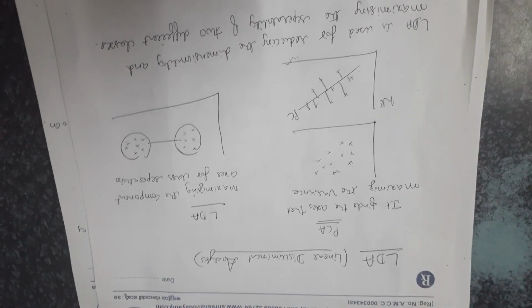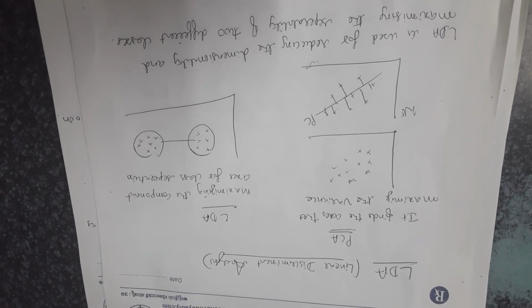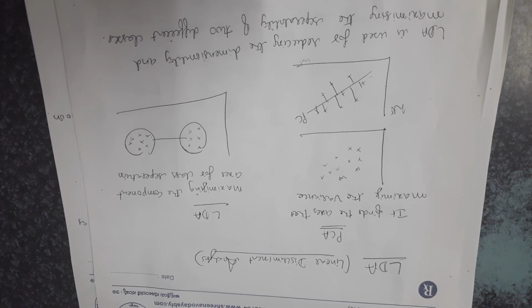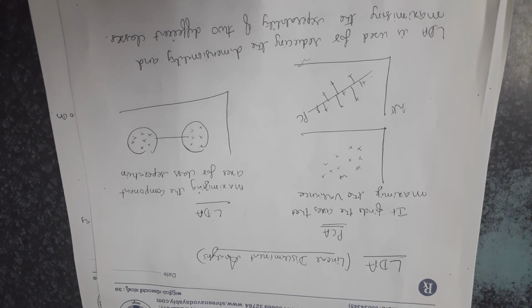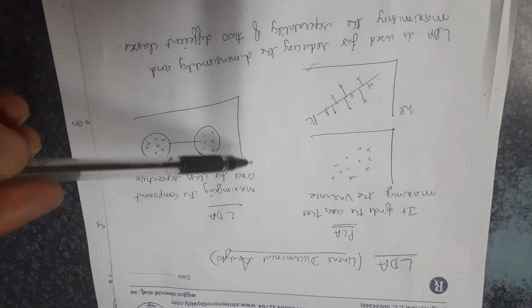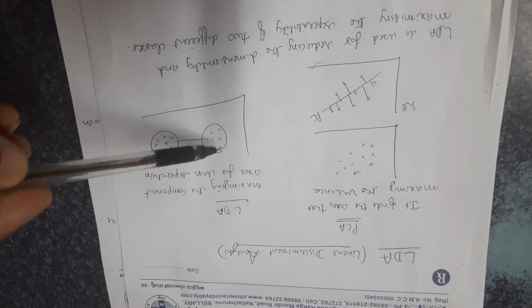It is a dimension reduction technique. It reduces the dimension, plus it maximizes the component axis for class separation. That means it separates between the two classes. It finds an axis that separates two classes.